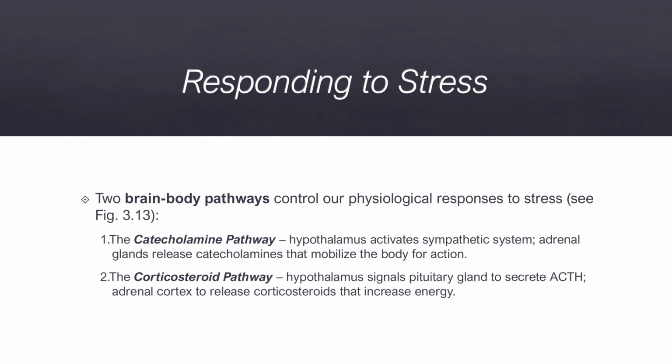Remember, the sympathetic nervous system is responsible for the fight or flight response. And then we also have the adrenal glands, and they're part of the endocrine system. The endocrine system is a series of glands throughout our body that release hormones. And so the adrenal glands are located just above our kidneys, and they release catecholamines that mobilize our body for action. So catecholamines, what are they? They're responsible for our fight or flight response.